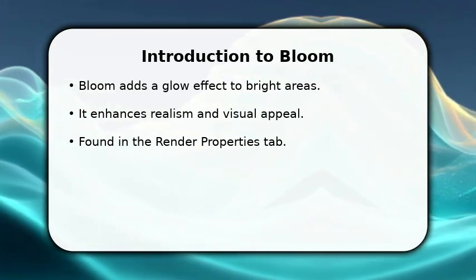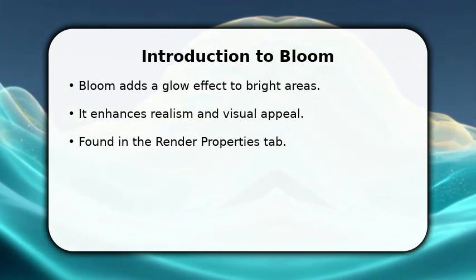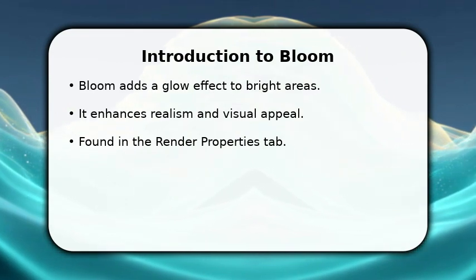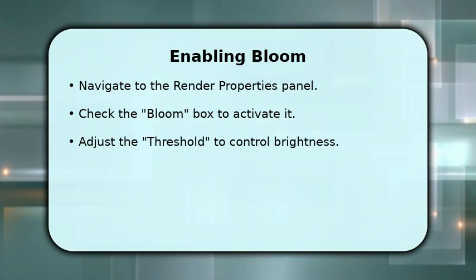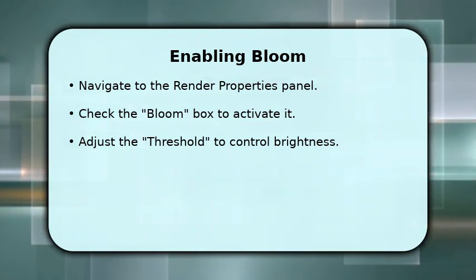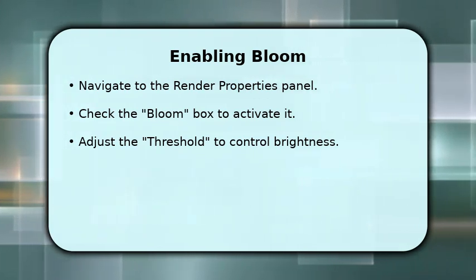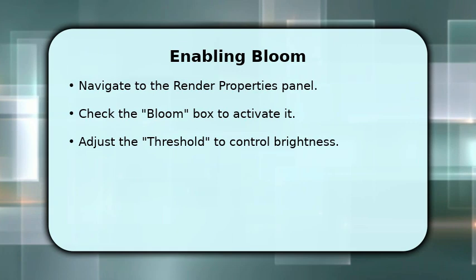You will find this powerful feature within the Render Properties panel, and it works seamlessly with both the Eevee and Cycles render engines. To begin, open your Blender project and navigate to the Render Properties panel, which is represented by a camera icon. Locate the Bloom checkbox and simply click it to enable the effect in your scene.